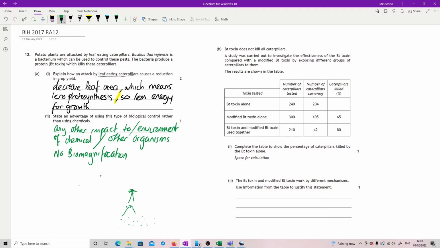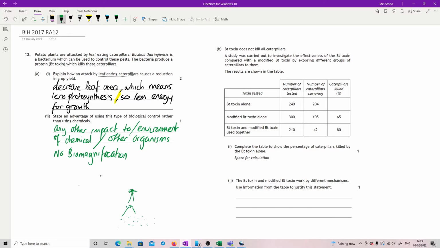In the mark scheme as well, they also gave bioaccumulation as well as biomagnification. They also said that you wouldn't have the issue with resistance being built up to the chemical. Basically any reasonable advantage. There's so many in that one. Okay, B. BT toxin does not kill all caterpillars.